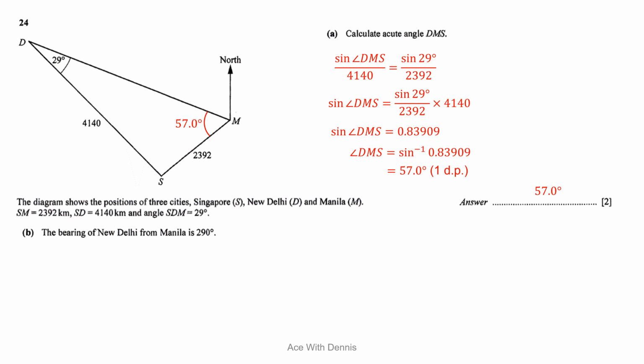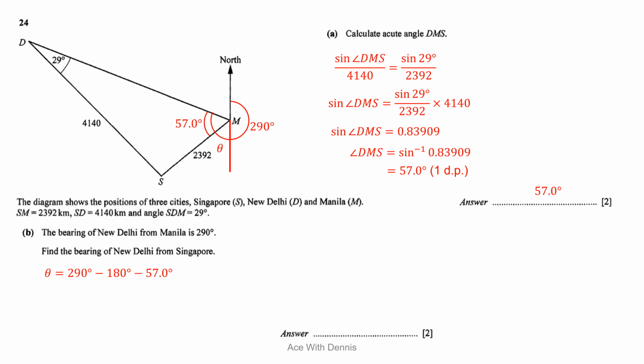B. The bearing of New Delhi from Manila is 290 degrees. Find the bearing of New Delhi from Singapore. 2 marks. So let's extend the North line at Manila, and this angle is 290 degrees as this is the bearing of New Delhi from Manila. Let's label this angle as theta. We can find this angle theta, which is 290 degrees minus 180 degrees minus 57 degrees. So theta will be 53 degrees.